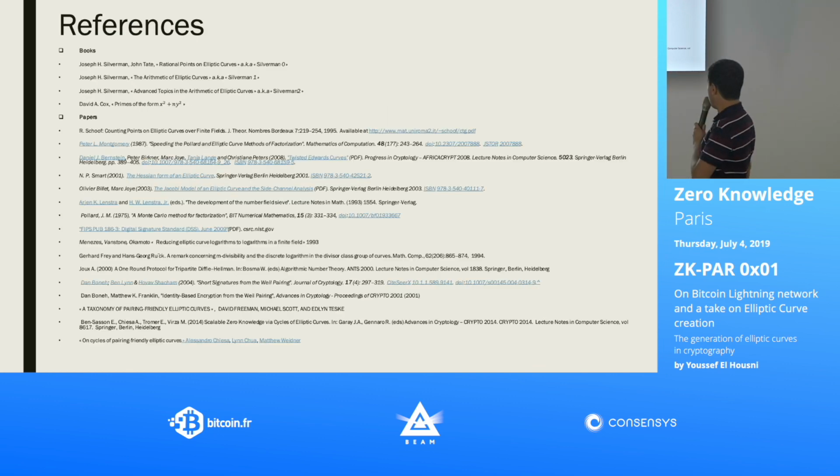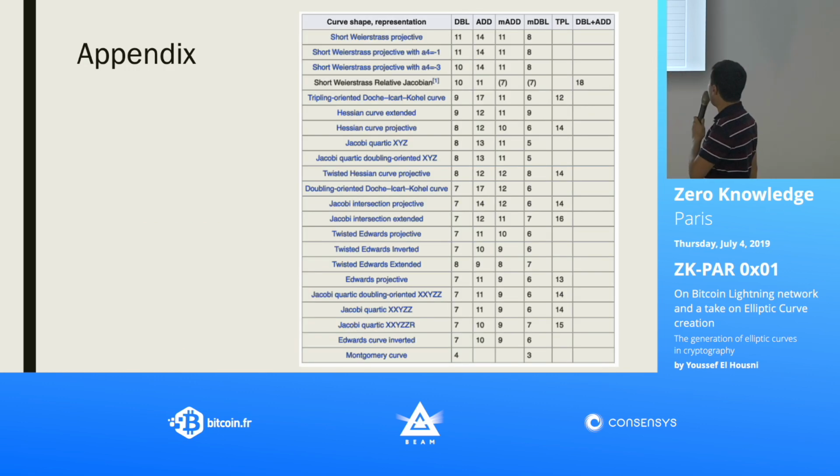So I think that is it. I'm going to share the presentation. These are some references, and in the appendix you have all the shapes with the number of computations in every one. So I think that's it. If you have any questions.